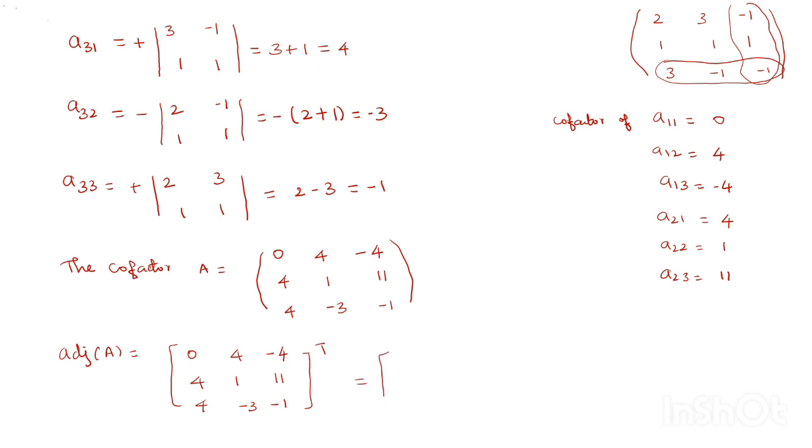What is transpose? The transpose of A means we interchange the rows and the columns. The columns are replaced by the corresponding rows. The first column is replaced by the first row, the second column is replaced by the second row, and the third column is replaced by the third row. So therefore we can write 0, 4, 4, 4, 1, negative 3, negative 4, 11, negative 1. So we get the adjoint of A equal to 0, 4, 4, 4, 1, negative 3, negative 4, 11, negative 1.